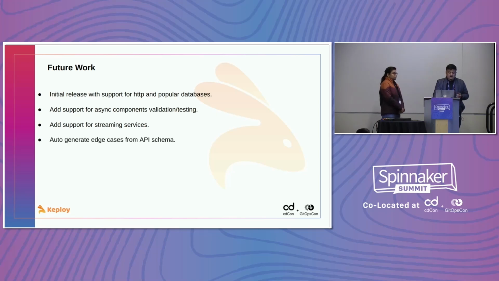We're also adding support for auto-generating edge cases from an API schema. So let's say you have an API schema: we could look at edge cases and then use Keploy's instrumentation to generate test cases that are relevant for that particular application. And gRPC: we do have support for gRPC in the SDKs, but in the new version it has to be reworked.